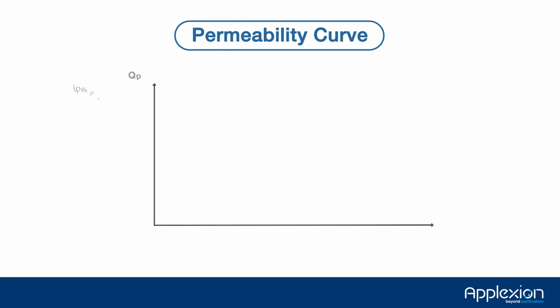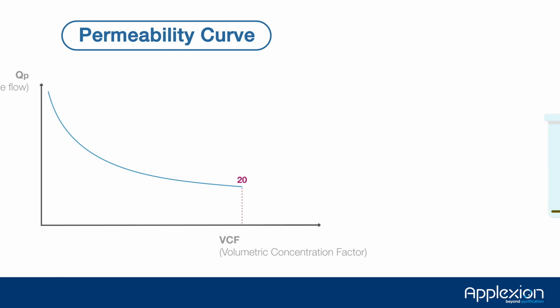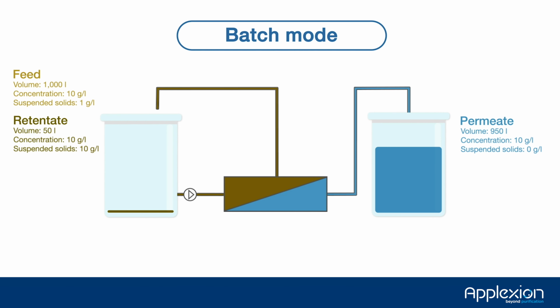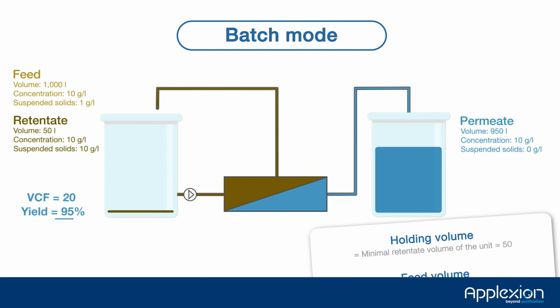A permeability curve is obtained by measuring the permeation flux as a function of VCF. But one will find out that there are practical limits of installations running in batch mode. In this example, a VCF of 20 is reached, that is a yield of 95% without diafiltration.